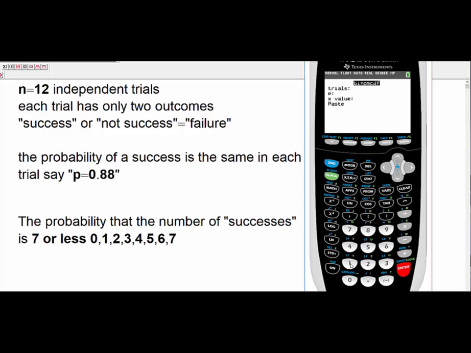Okay, so here you have the number of trials as 12, and the probability of a success in each trial is 0.88, and in the CDF, our x value will be the highest value of the outcomes that you are looking at, and here the value is going to be 7. The answer is 0.0095 approximately.